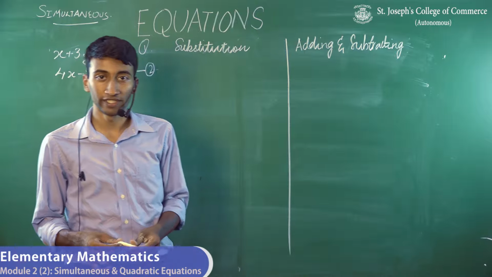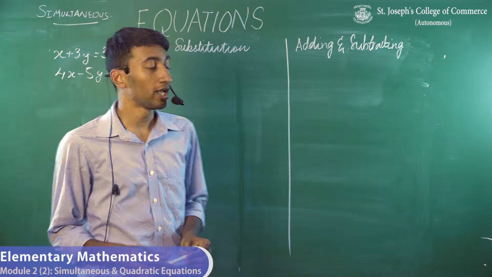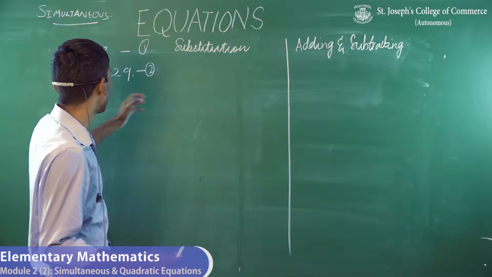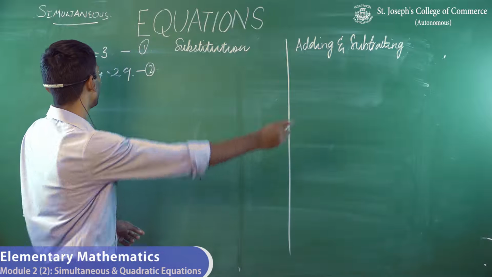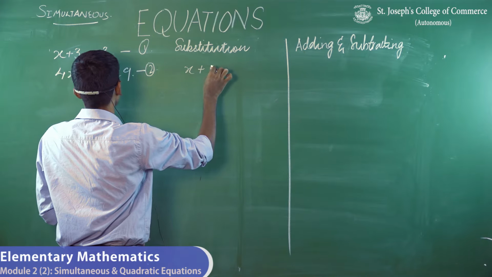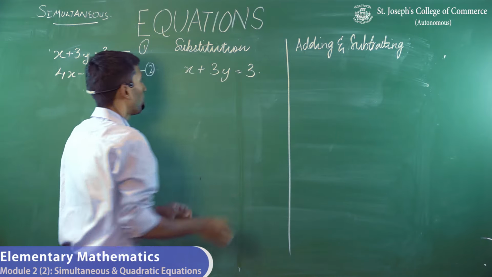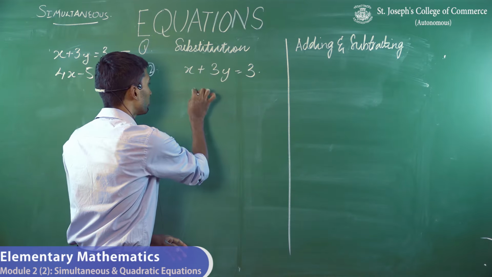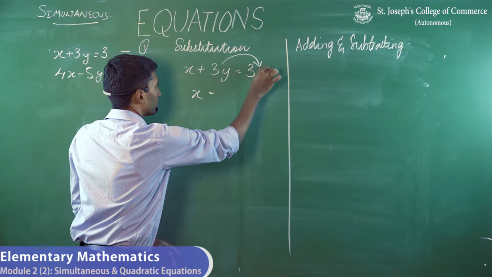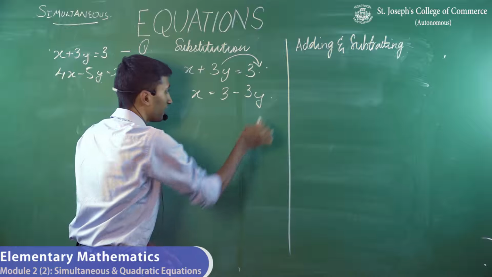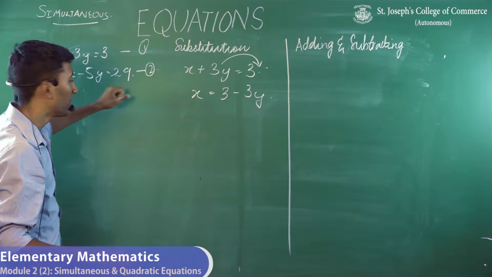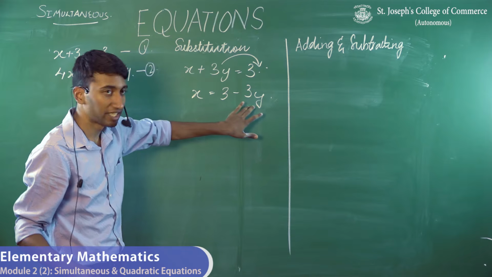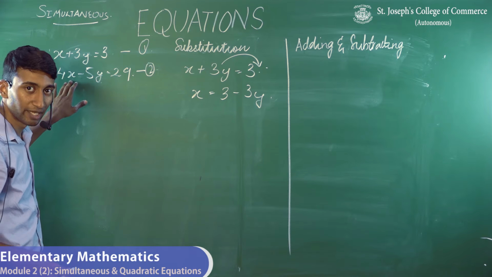So there are two methods of solving the simultaneous equations: by substitution method and by adding and subtracting. So in the substitution method, we try to find x in terms of y. So what we do is, if x plus 3y is equal to 3, I keep x on the left-hand side and transfer everything else onto the right-hand side. So that would mean x is equal to 3 minus 3y. Now take this same thing and substitute it back into equation 2, wherein x over here is equal to 3 minus 3y. I will substitute x over here as 3 minus 3y.